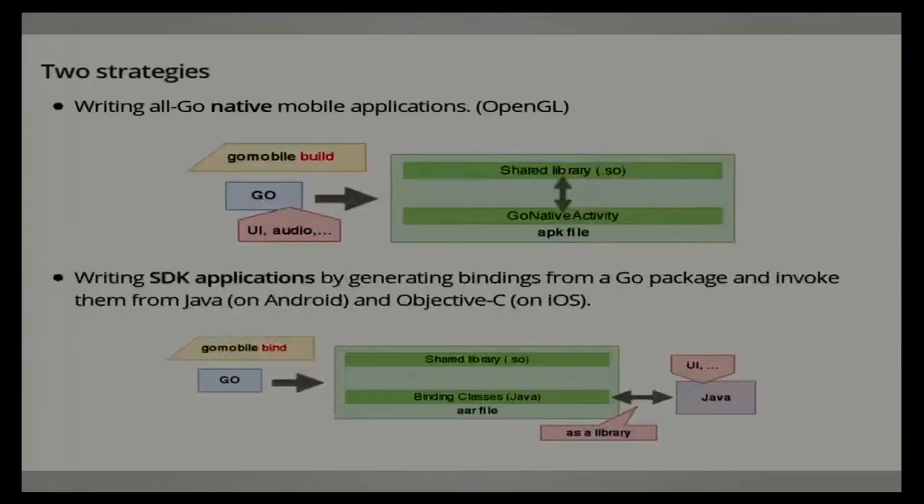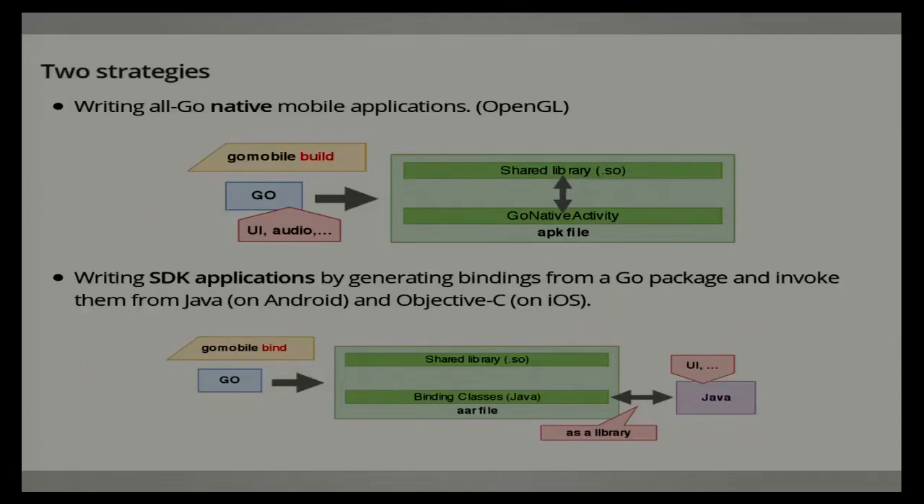To develop a mobile app, we have two ways to do it with Gomobile. We have the Gomobile build command, which will write an all-Go native application, which is only Go code. It's also usually called a native application, and it works based on OpenGL bindings.